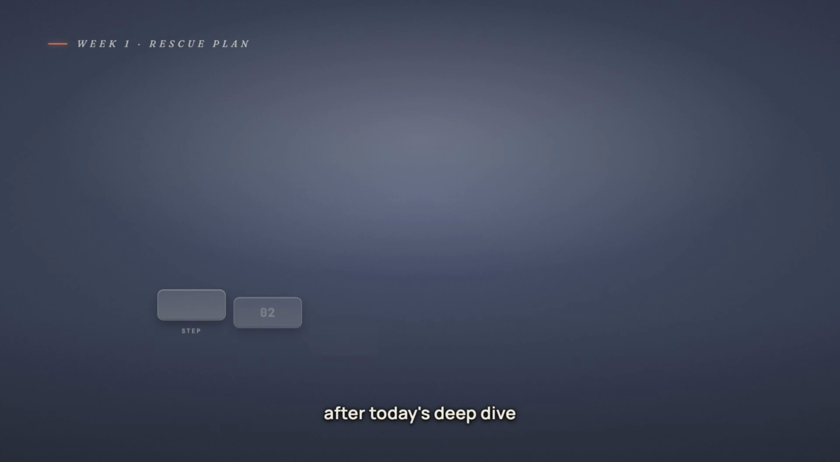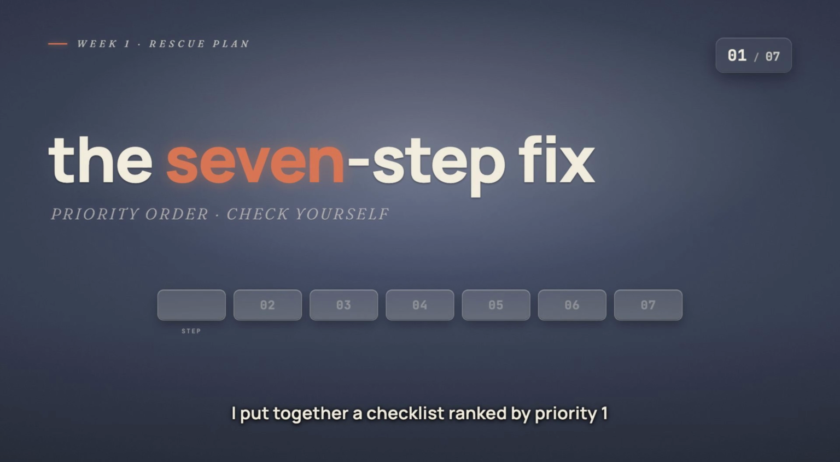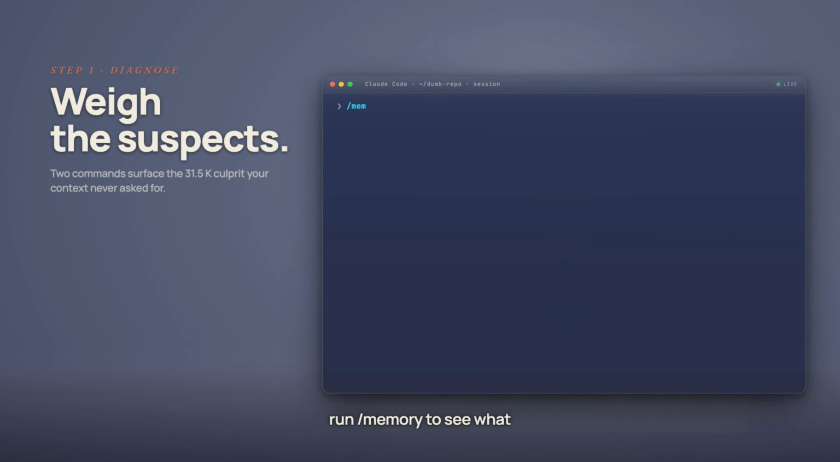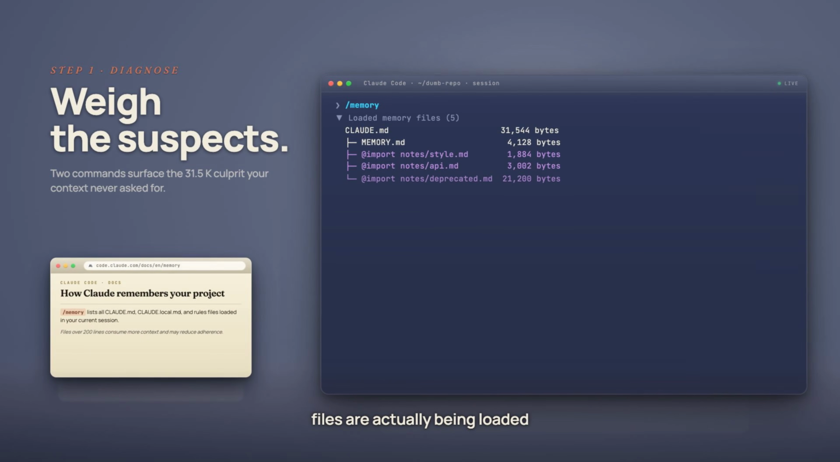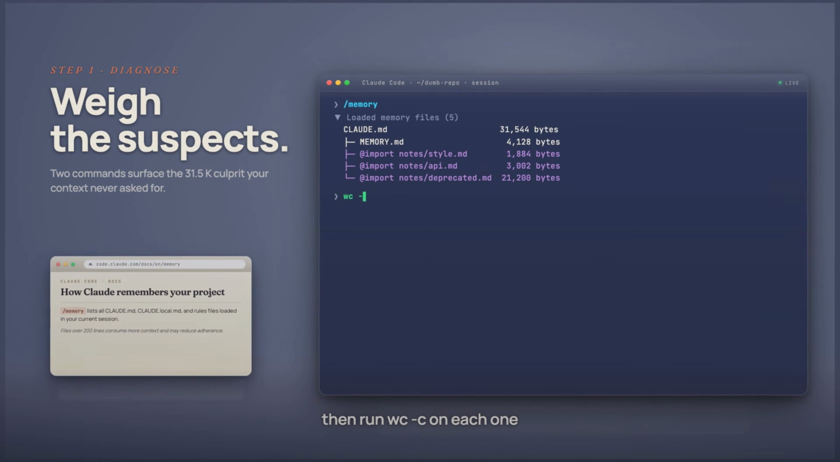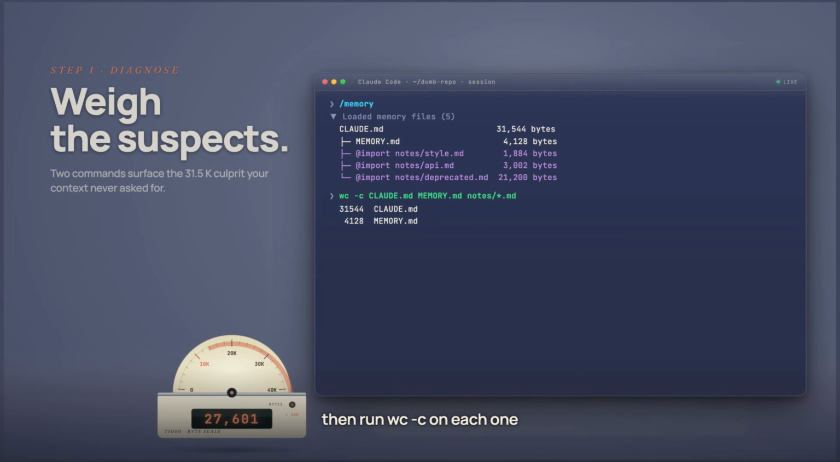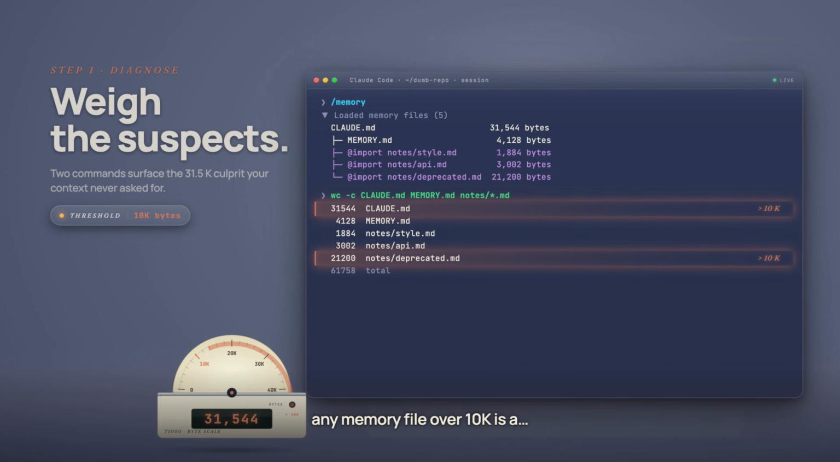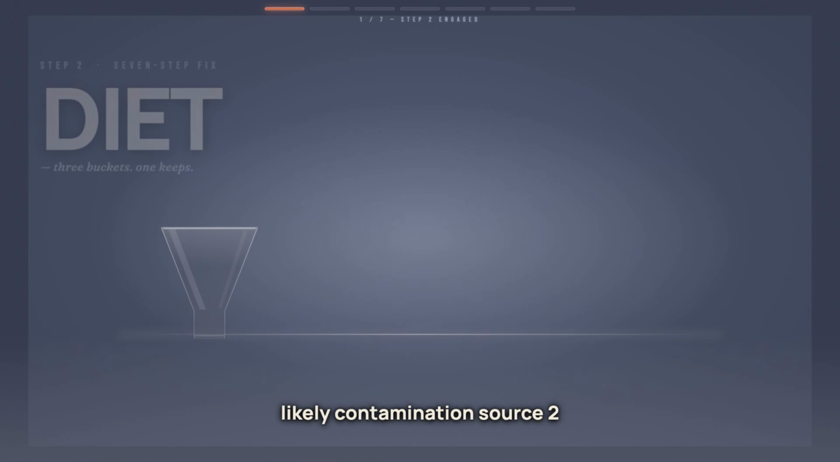After today's deep dive, I put together a checklist, ranked by priority. 1. Check your memory file size right now. In Claude Code, run /memory to see what files are actually being loaded. Then run wc -c on each one. Any memory file over 10K is a likely contamination source.